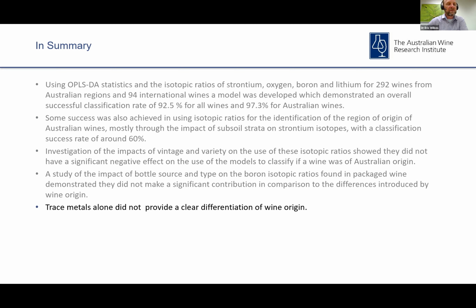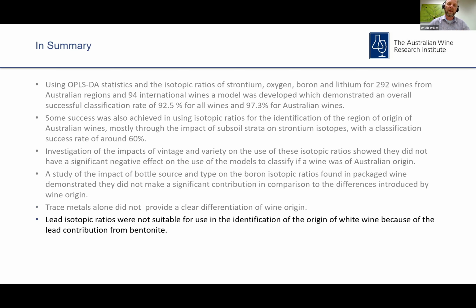Finally, trace metals alone didn't give us a clear differentiation of wine origin. A number of companies, however, have had some success in using those sorts of tools, but overall we found that they were impacted really strongly by the winemaking process, because a lot of trace metals are introduced by things like bentonite and filtration. And lead isotopes simply are not useful for white wine because of the contribution from bentonite.